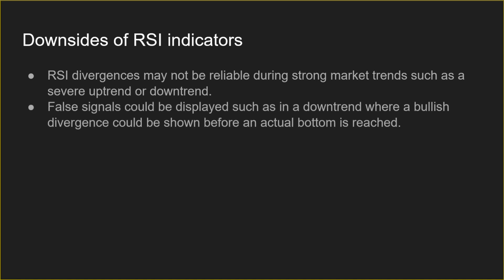Now, another consideration is that false signals could be displayed, such as in a downtrend where a bullish divergence could be shown before an actual bottom is reached. Going along with this, we also want to wait for candle closes depending on our indication, right? So let's say we were spotting some sort of bullish divergence on the 4-hour chart, right? Price formed a low, formed another low. At the same time, the RSI is forming a high, and then maybe a low, and then an even higher low, right? We're seeing these ascending lows in the RSI.